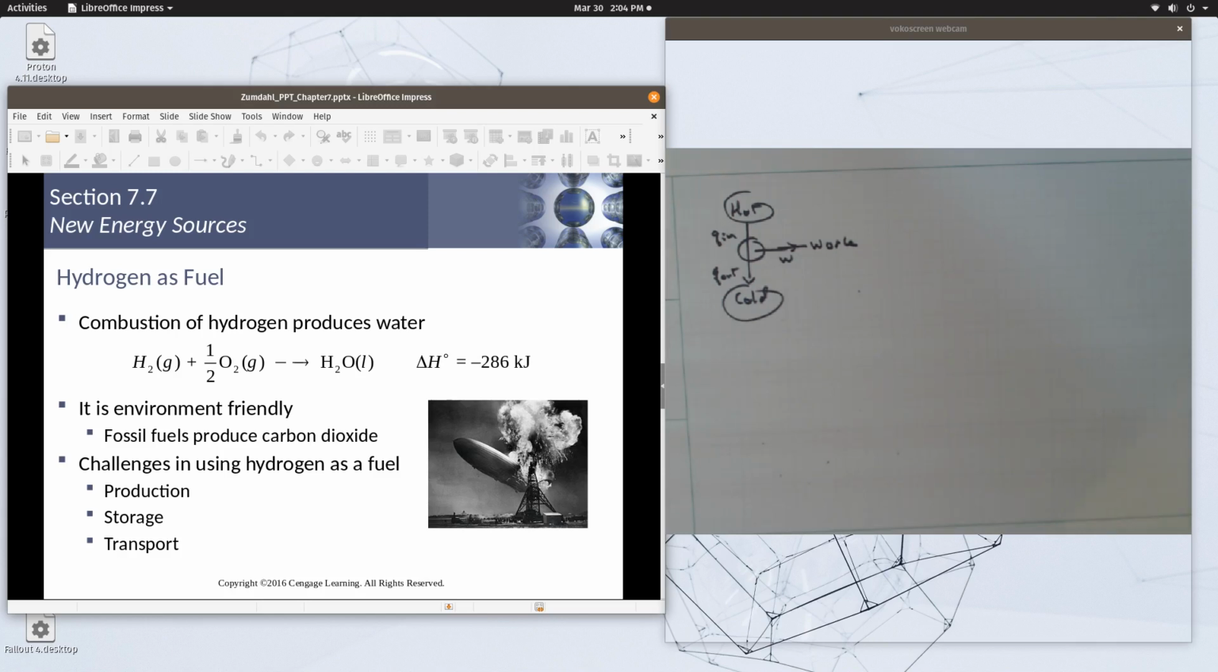Of course, the problem with hydrogen is that as soon as you start talking about hydrogen, you see a picture like what I have over here. This is the Hindenburg disaster, 1934, I believe, maybe 1936, where this Zeppelin, the Hindenburg, was destroyed in a fireball.